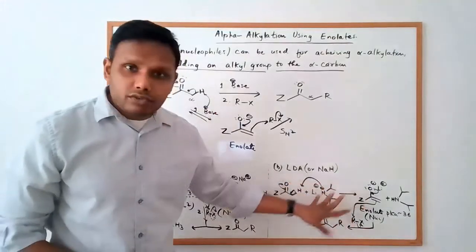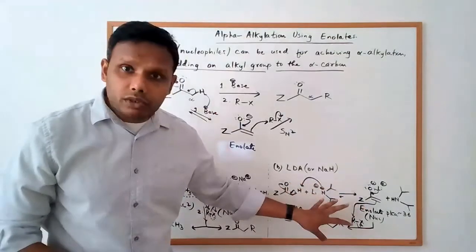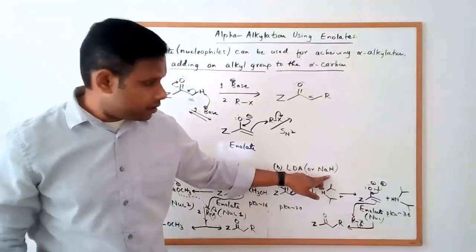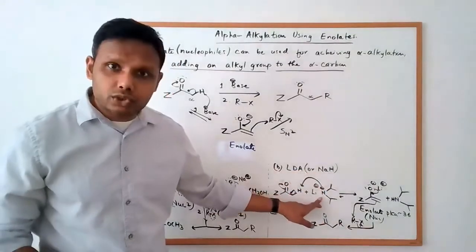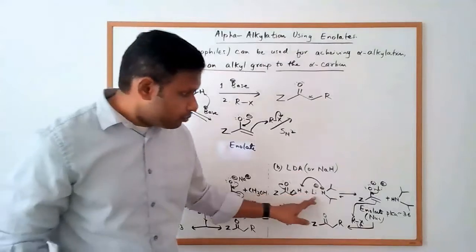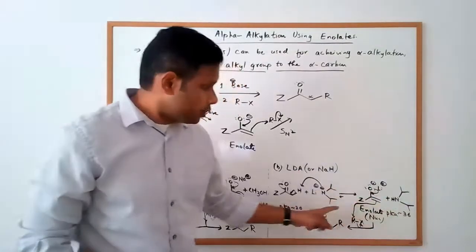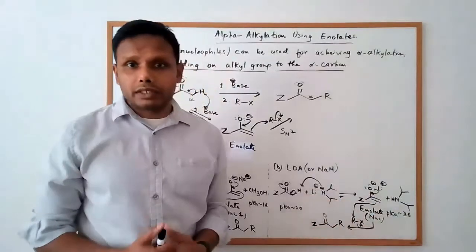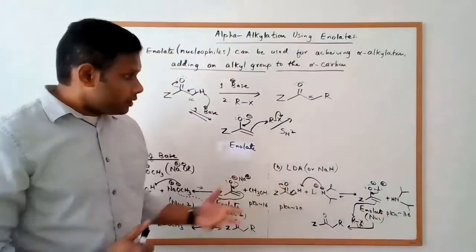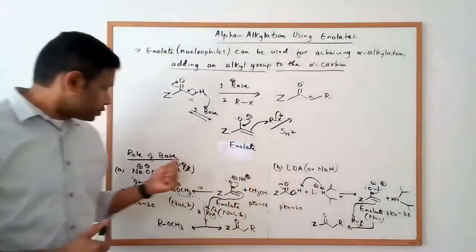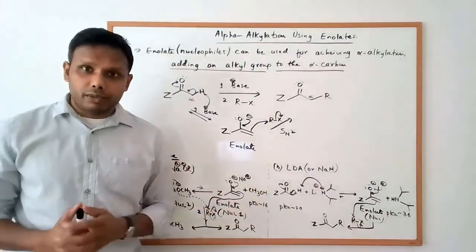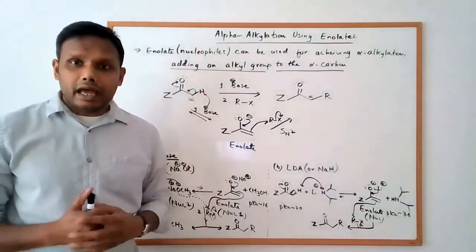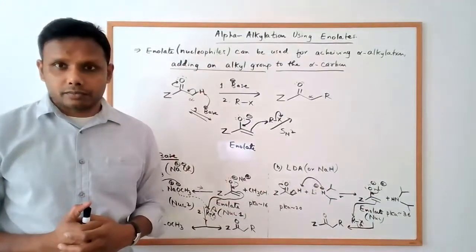Now, the same outcome here can be achieved by using sodium hydride, because sodium hydride is also a strong enough base to push this equilibrium to completion, where we get the enolate quantitatively. So that's why the choice of the base, or the role of the base, is very important when it comes to the alpha alkylation reaction.